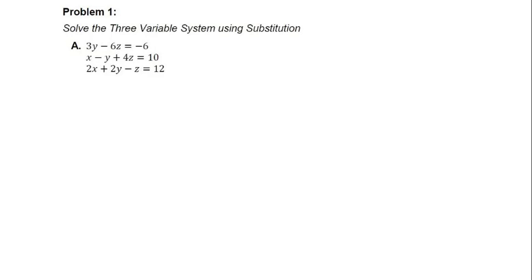Alright, this is chapter 2.1, problem 1, solving systems using substitution. So step 1 says to pick a variable and solve for it. Now, you're not going to get an actual number, you're going to get an equation for it, but just solve for one of the variables. And I can pick any of them I want.